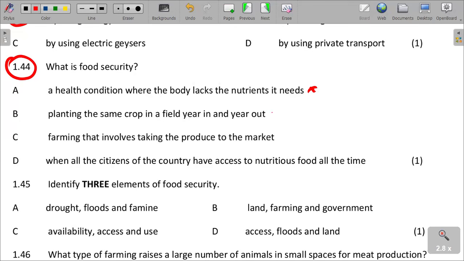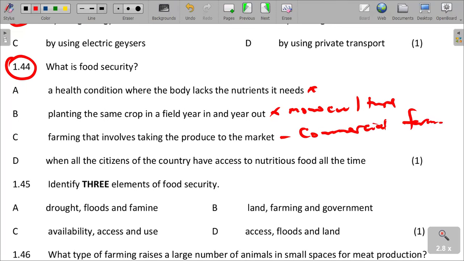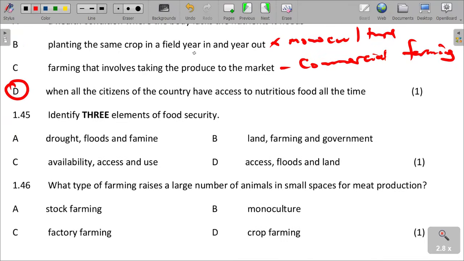Planting the same crop is called monoculture. This is called monoculture, which is something else to do with agriculture. Farming that involves taking produce to the market can also be called commercial farming. Commercial farming has nothing to do with what we are discussing. All citizens of the country have access to nutritious food all the time, is what we call food security. People have got access to food all the time as citizens of the country.